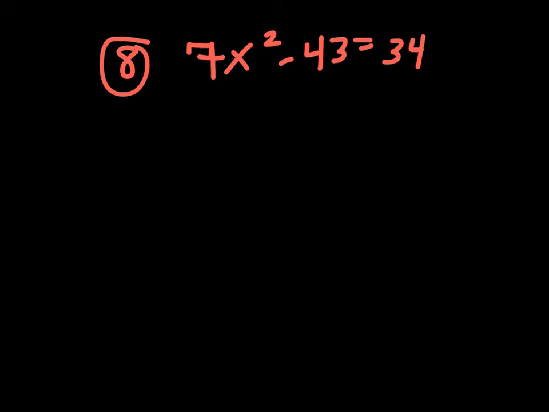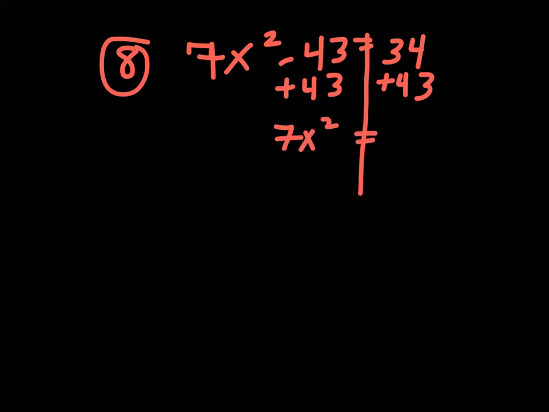Okay, so we're using the root method to solve this problem. I'm going to start by adding 43 to both sides of the equation, giving me 7x squared equals 77. And I'm going to divide both sides by 7, giving me that x squared equals 11.